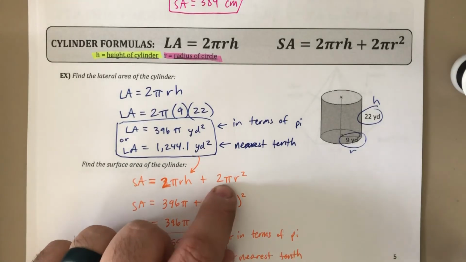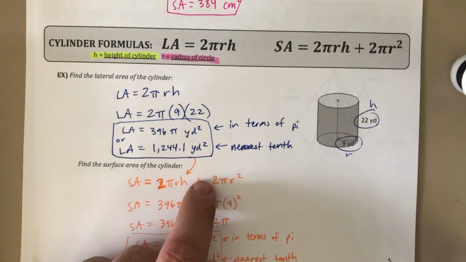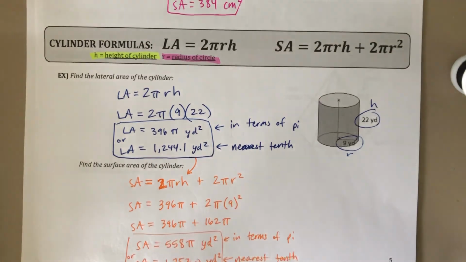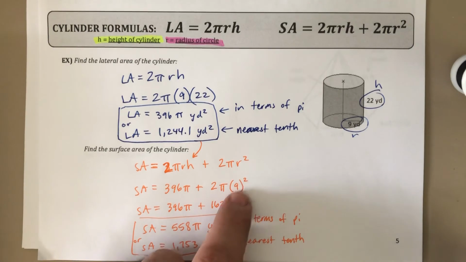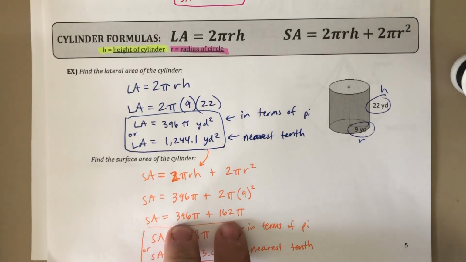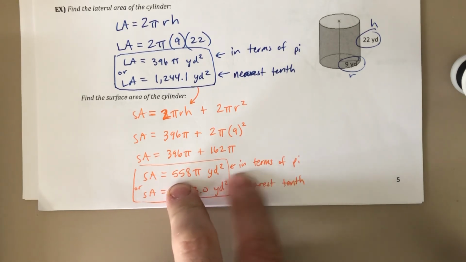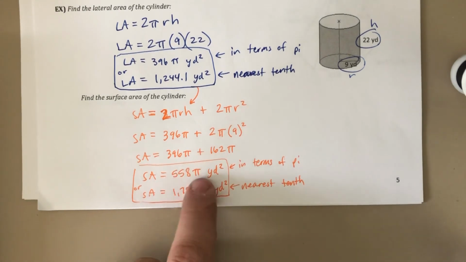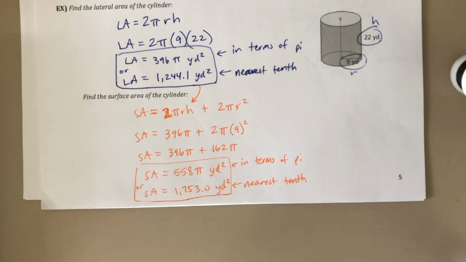This is just like the 2b for a prism, right? It was lateral area plus 2b. Well, it's the same thing here. Lateral area plus 2 circles, 2 pi r squared. And so the r again was 9. 9 squared is 81. 81 times 2 is 162. So 396 pi plus 162 pi is 558 pi. Again, if it said leave it in terms of pi, there it is. It's clean, it's nice. If it says to the nearest tenth, then go ahead and multiply 558 times the pi button in your calculator, or 3.14, and that's 1753.0 square yards.